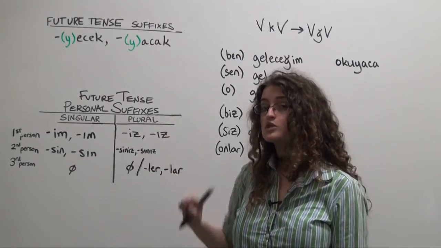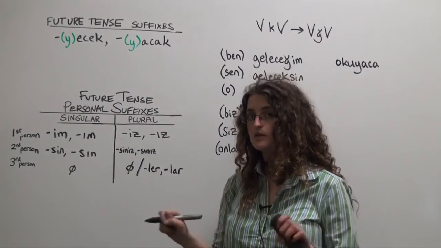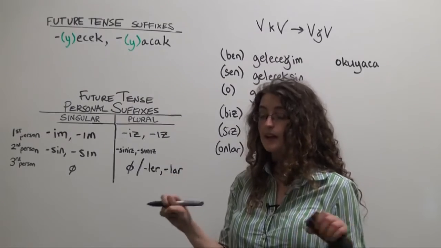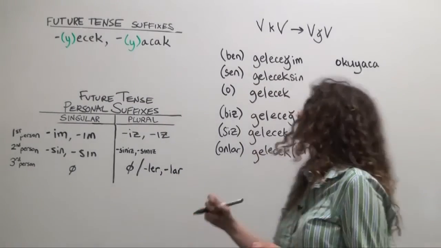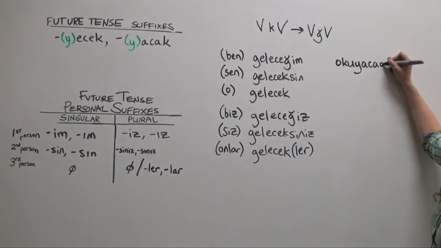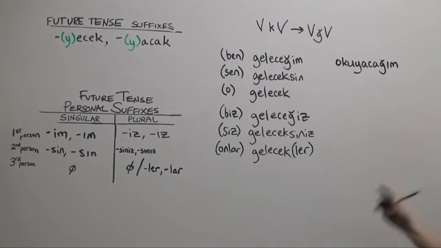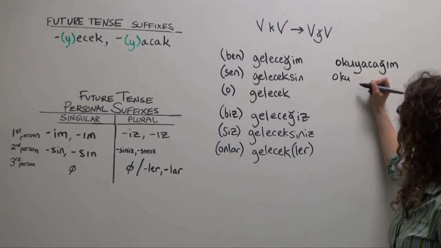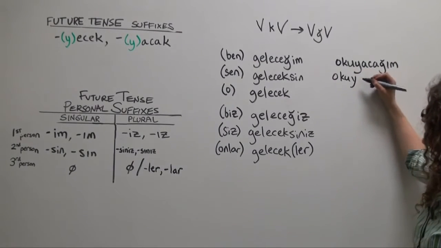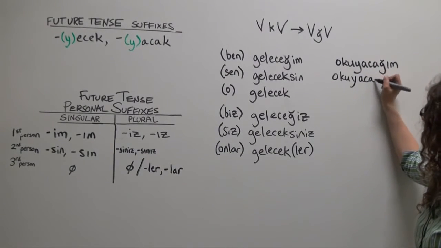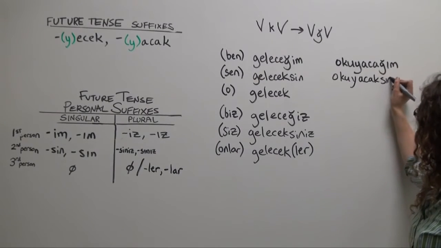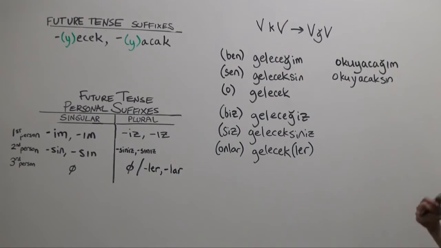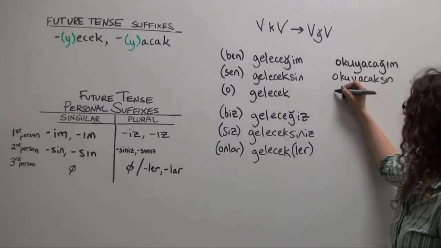We know we're going to be adding our first person singular personal suffix, which begins in a vowel. So we're going to have another one of those K's sandwiched between two vowels. So okuyacağım. I will read. Sen oku, buffer Y, acak, sın. Okuyacaksın. You will read.